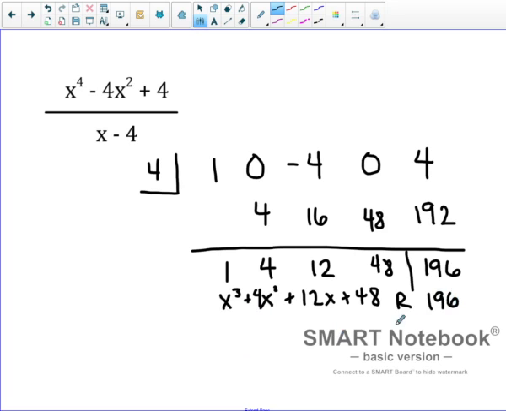Okay, and again, I could write that remainder as a fraction. I could say plus 196 over x minus 4. And that would be the other way to write that.